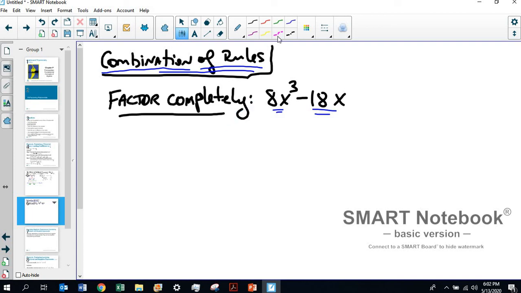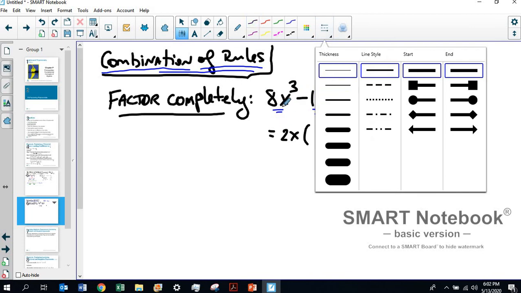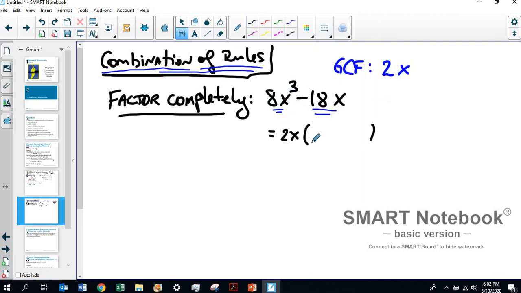So there must be something in common here, and obviously there is: we're looking for a GCF. There's an x in both terms, so the GCF has an x. And 8 is 4 times 2, and 18 is 9 times 2, so there's a 2 in common as well. So 2x is our greatest common factor, and we factor out the 2x. When you factor that out, you're dividing out 2x. What are you left with? If you divide 8 by 2, you get 4. X cubed divided by x is x squared, minus, and then 18x divided by 2x leaves 9. So I get 4x squared minus 9.